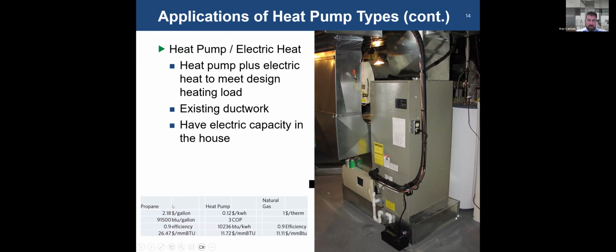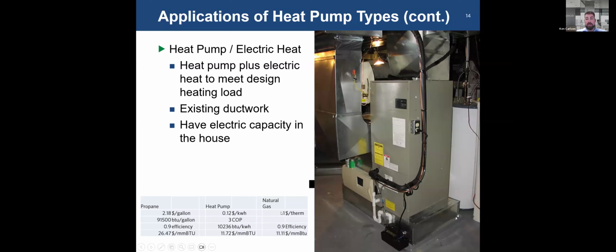Again, just back to what we evaluated for costs, apples to apples: cost of propane per million BTUs, cost of a heat pump per million BTUs, cost of natural gas per million BTUs. This is based on $1 a therm, electric cost of 12 cents a kilowatt hour, and a propane cost of $2.18 per gallon. Propane is definitely more expensive. Heat pump and natural gas are comparable in pricing, but things will fluctuate.